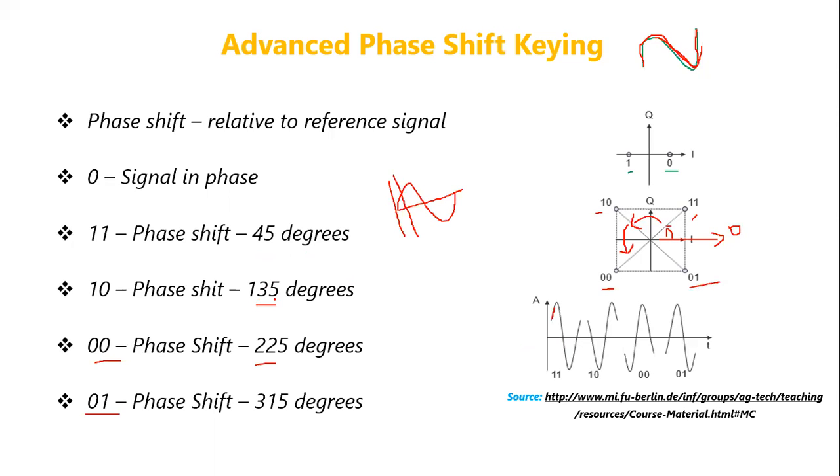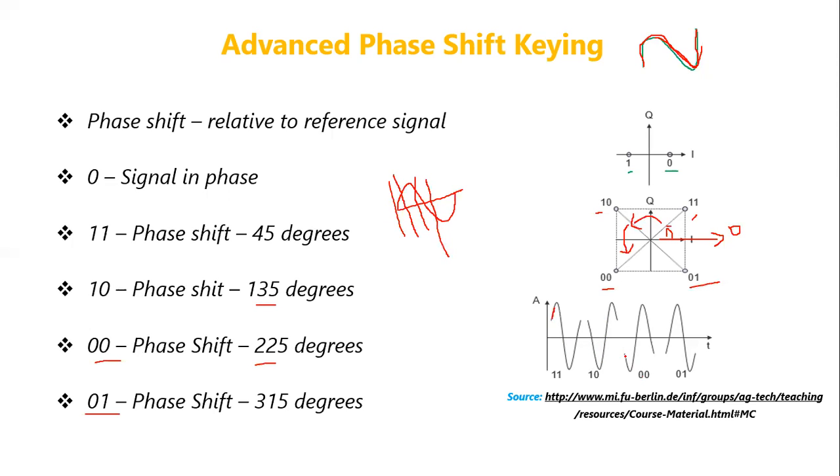If you cut at 135 degrees, this is 45, this is 90. Okay, this is 135. If you cut at 135, it will cut here. So you are getting like this, right? Okay. If it is 0 0, then the cut will be at 225 degrees. So this is 180. 180 plus 45 is 225. So then the cut will be here.